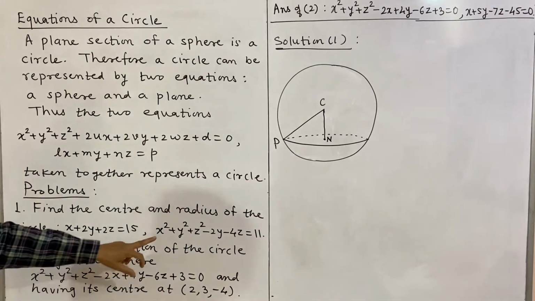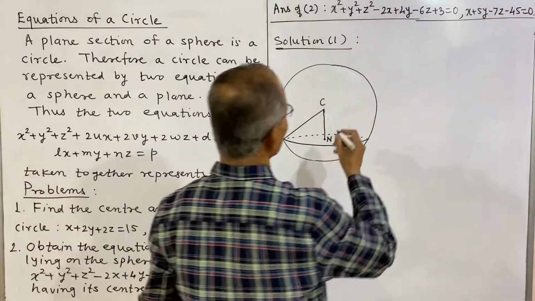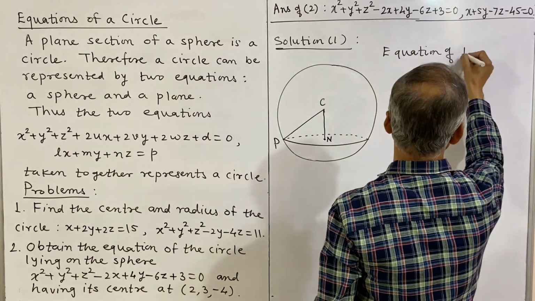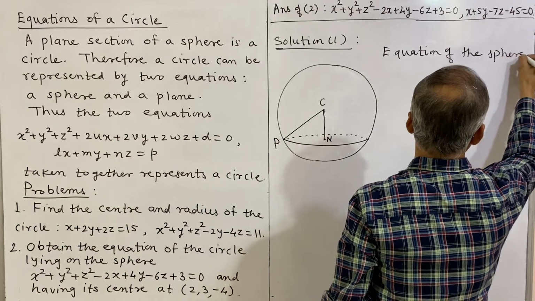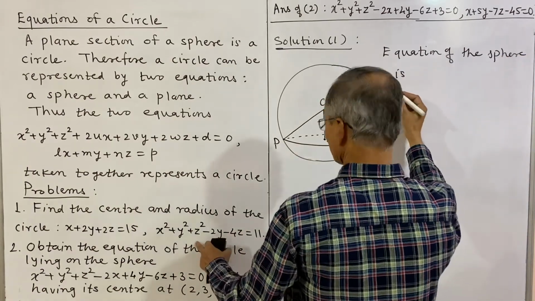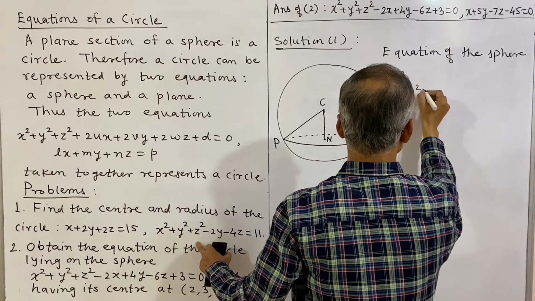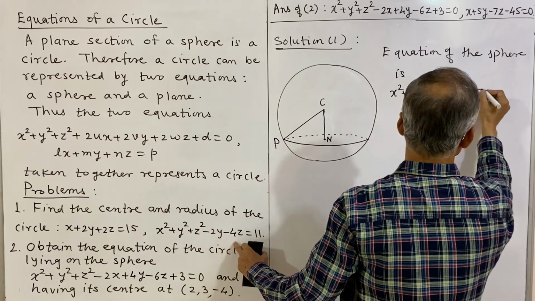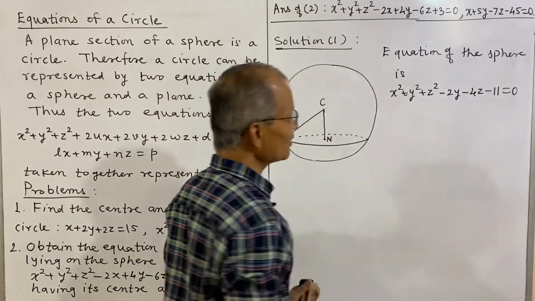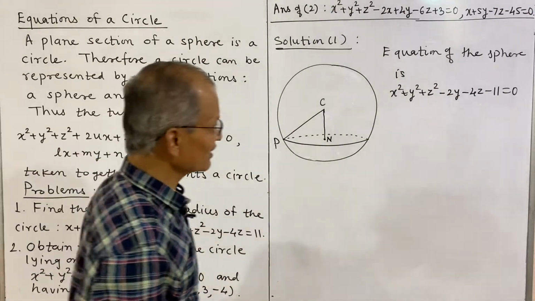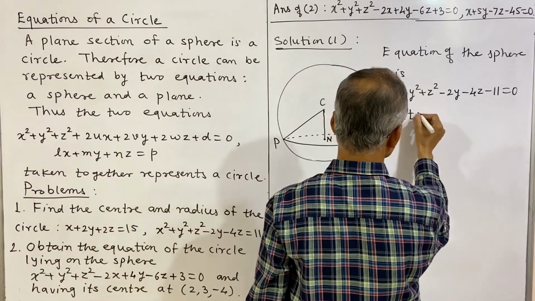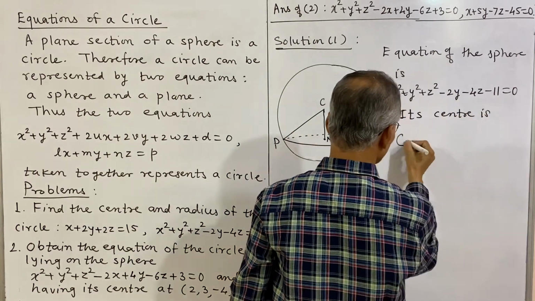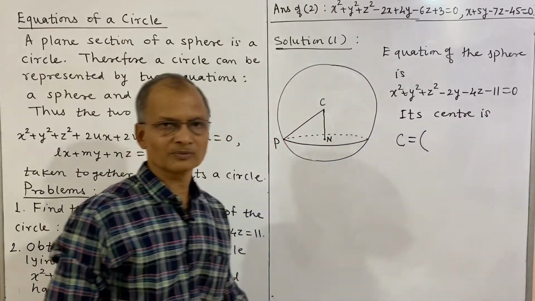So, what is the equation of the sphere? This is the equation of sphere. It is x square plus y square plus z square minus 2y minus 4z minus 11 is equal to 0. In general form we should write, and therefore its center, we denote it by C, and we can now write the coordinates of center directly.